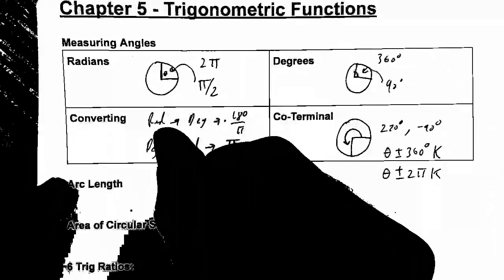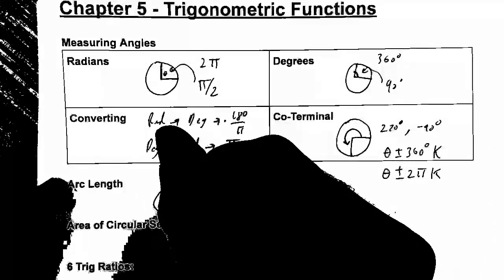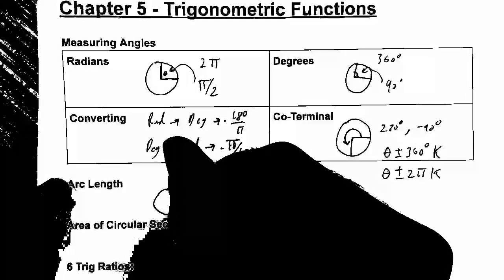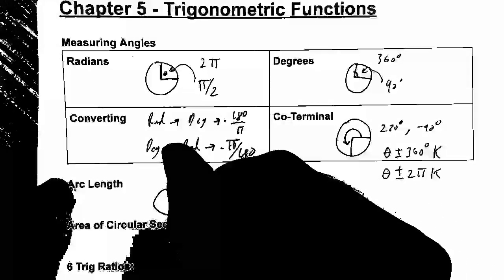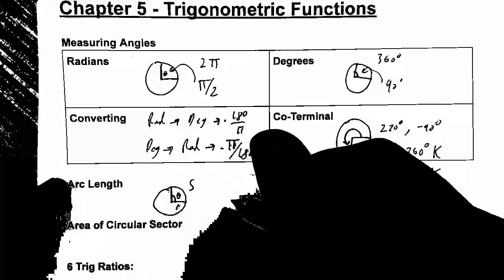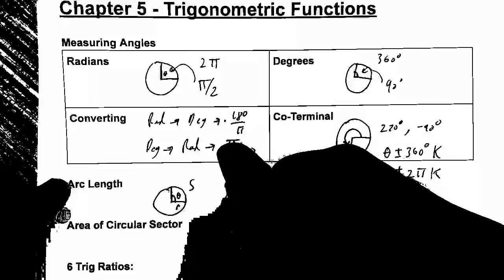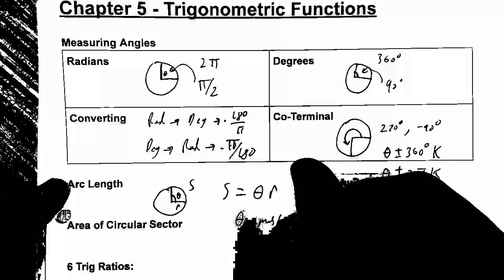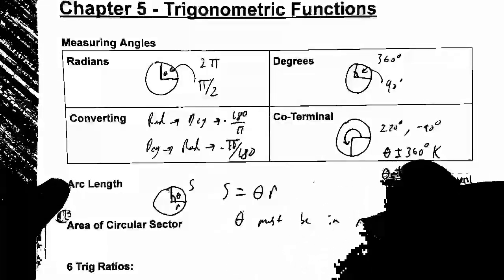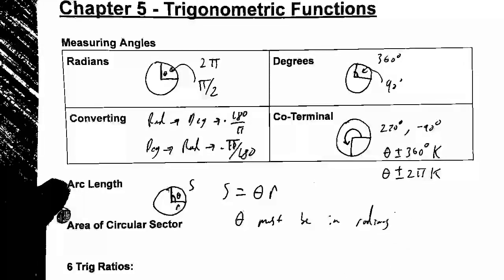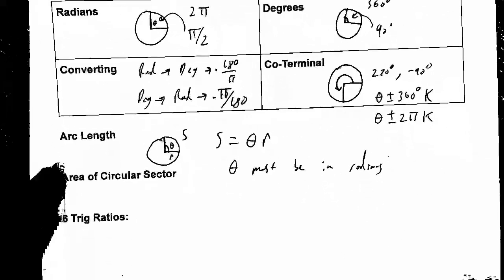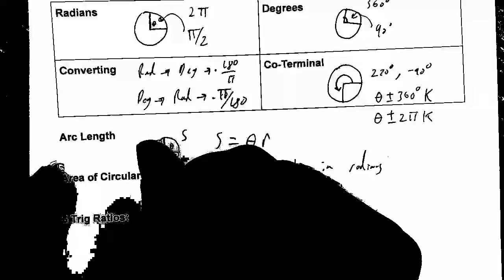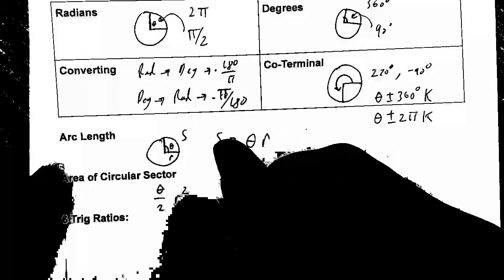Arc length. Arc length, S, is equal to theta times the radius. But theta must be in radians. So S equals theta r, but theta must be in radians. Area of a circular sector is theta over 2 times r squared. Again, theta must be in radians.